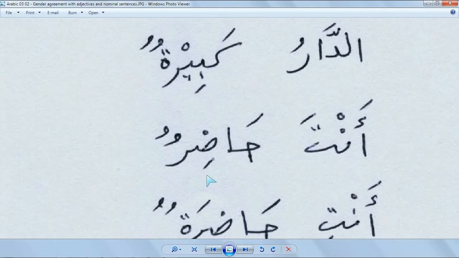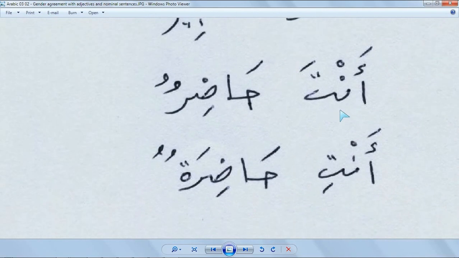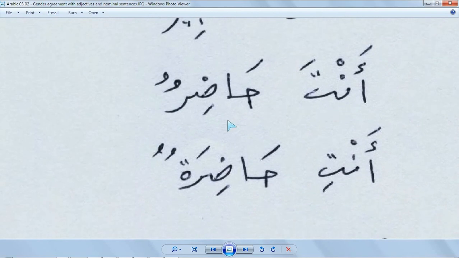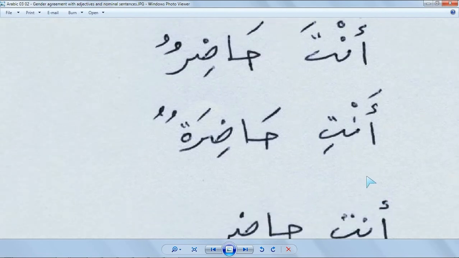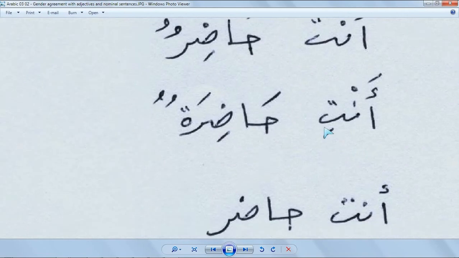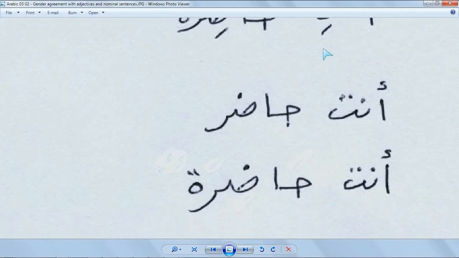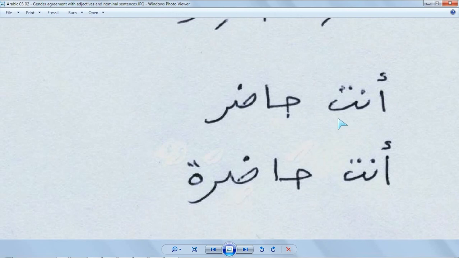أنت حاضر, you are present. أنت is you, male. So حاضر is the describing word for somebody present, and it's male. Whereas if we said it to a lady and we pointed to her and we said أنت حاضرة, so أنت is female and حاضرة ends in a ta marbuta, so they agree in gender. And this is why, if you look at the words without the tashkil, it's difficult to tell: is this anta or is it anti? You can tell by looking at the second word.